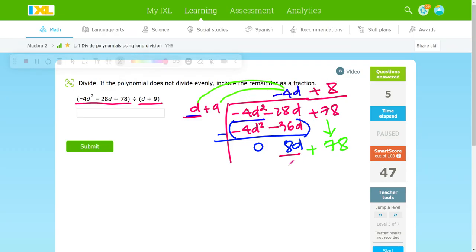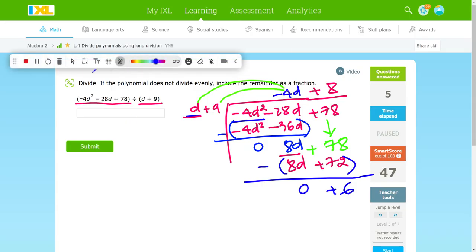A times D, that's AD. A times 9 is 72. Okay. So now you put in parentheses and then you subtract. AD subtract AD becomes 0. 78 subtract 72, that's the number 6. Okay. So now I got my answer.